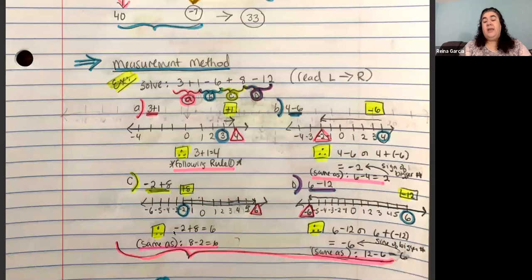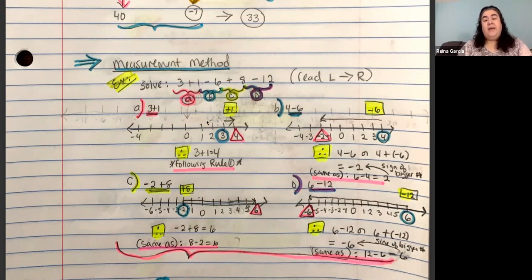Therefore, we know that negative 2 plus 8 equals 6. Or if we were to turn that around, 8 minus 2 is 6, and we kept the positive sign. Let's see if you can notice the pattern as to why we're keeping the sign that we're keeping.